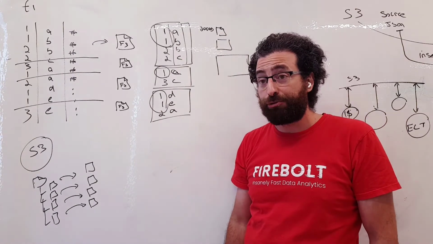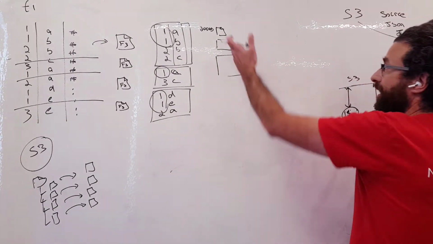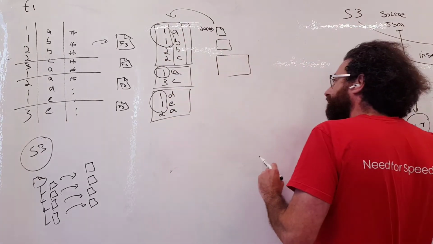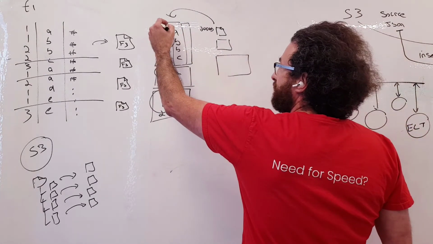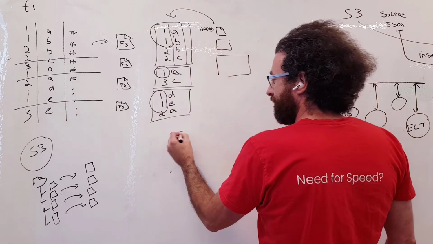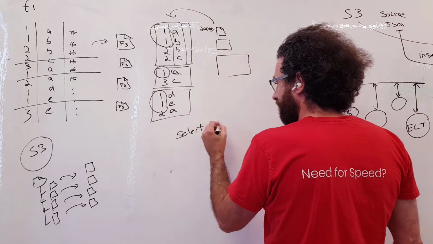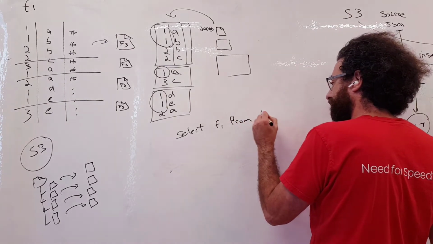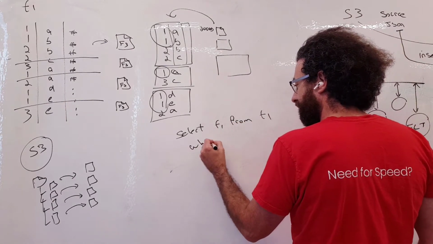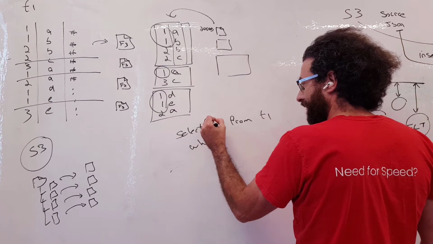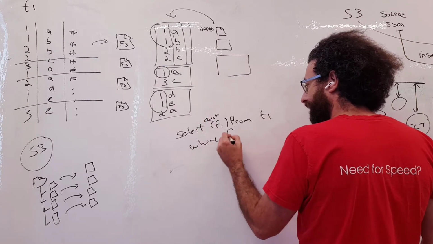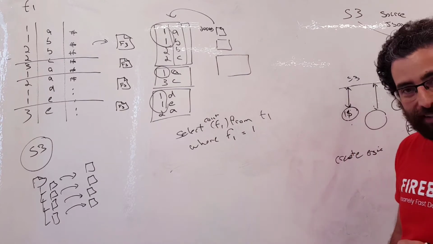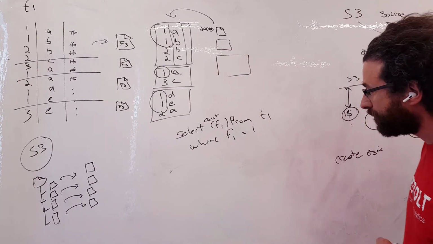Our granular unit is a range. Let's open the file. Let's say this is our file opened. A range is basically saying: select count of F1 from T1 where F1 equals 1. Let's take that simple, oversimplistic SQL.